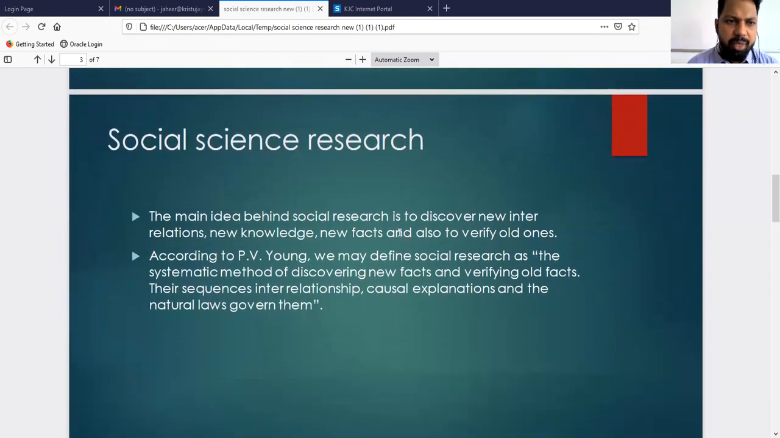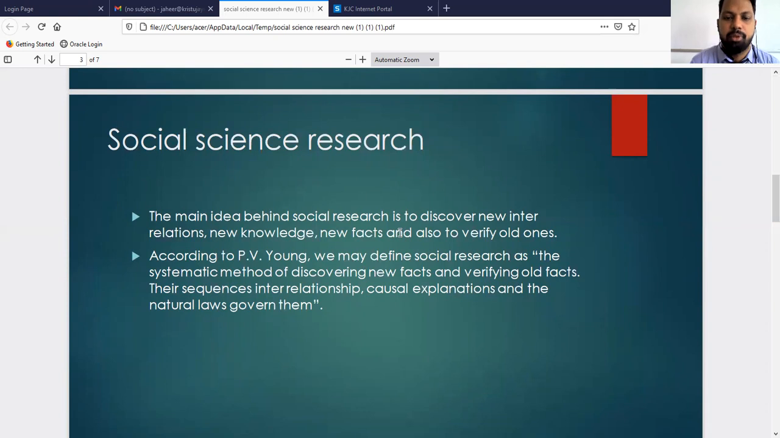Now, one of the major definitions given by PVA about the social science research is: social science research is a systematic method for discovering the new facts and verifying the old facts and their sequences of interrelationship, causal explanation, and the natural laws that govern them. This is one of the definitions given by PVA. If you go through the definition, you can clearly understand the main idea behind the social science research.